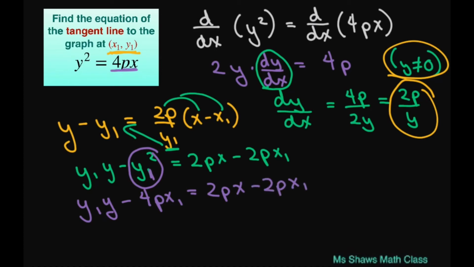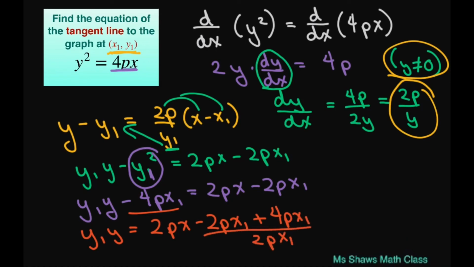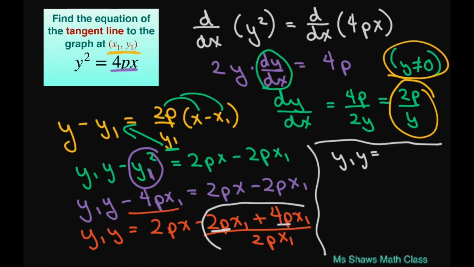So the last step here, we're going to write y sub 1 times y equals 2px minus 2px sub 1, and let's add this to both sides, plus 4px sub 1. This is just going to be 2px sub 1. And if you factor out a 2, you're going to get y sub 1 times y equals, I'm going to factor out a 2p, because this part here is 2px sub 1, and we have a 2p here. I factor out a 2p, and I'm going to get x plus x sub 1. All right. From there, because this turns into a positive, because we have positive here, this is your equation of the tangent line.